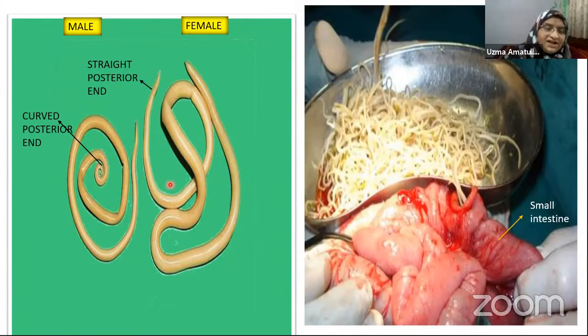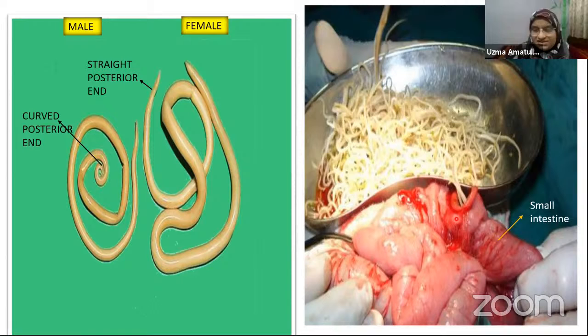Now here you see there is a posterior. This anterior part is the mouth, and this is the posterior end of the body. It is curved in the male. You can see it is a curved posterior end, but in the female, the posterior end is straight. This is important for your practical exam. You have to identify the male and the female worms in the specimens that are there. How will you find out? By seeing the posterior ends.